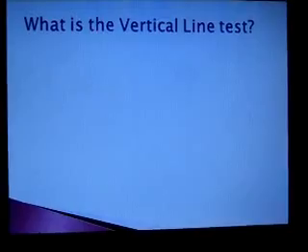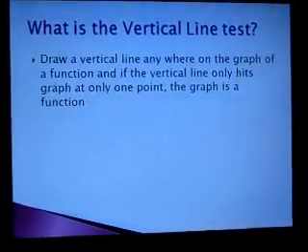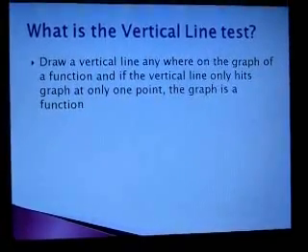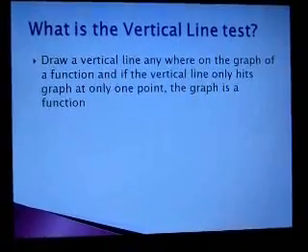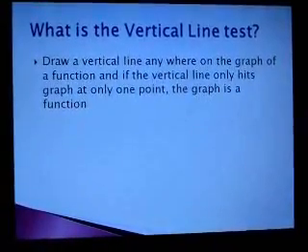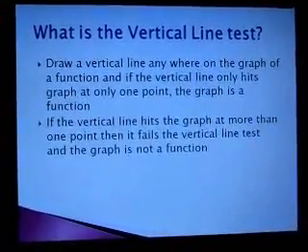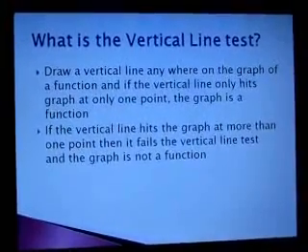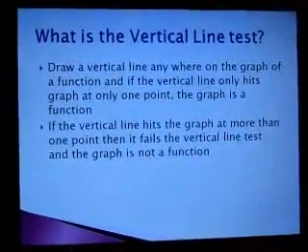What is the vertical line test? If you draw a line anywhere on the graph of a function, and if the vertical line only hits the graph at one point, then the graph is of a function. If the vertical line hits the graph more than once, then it fails the vertical line test and the graph is not a function.